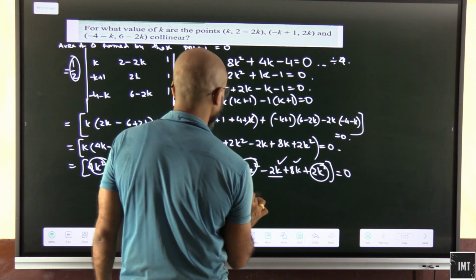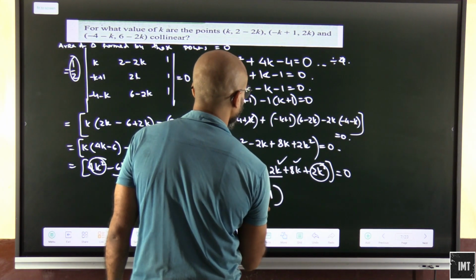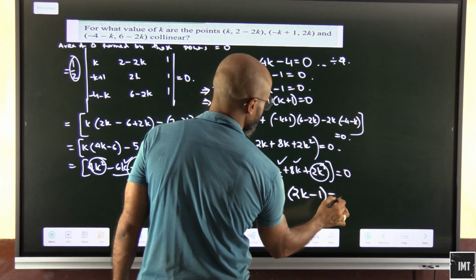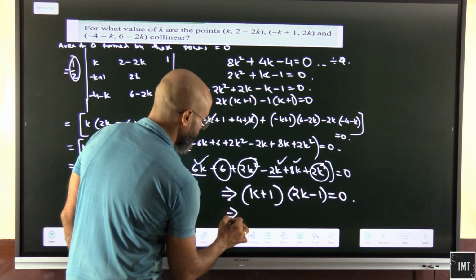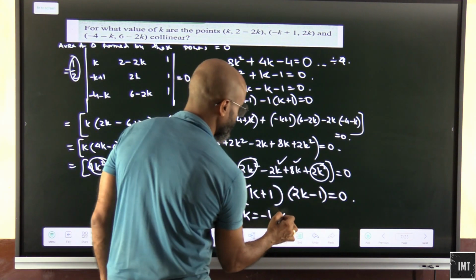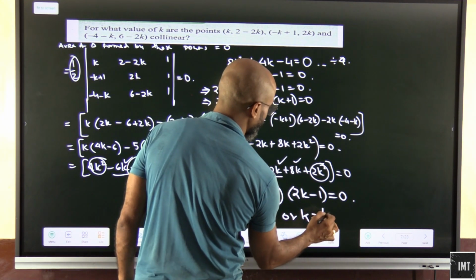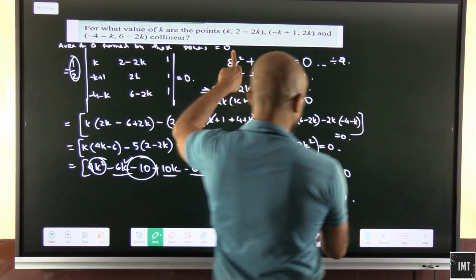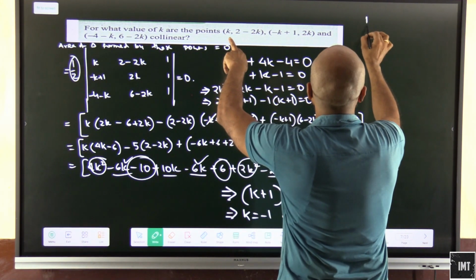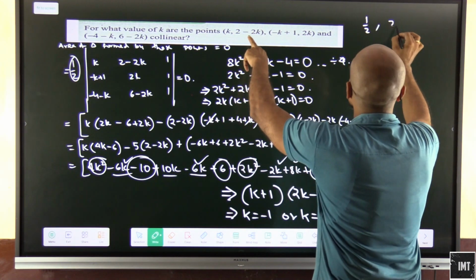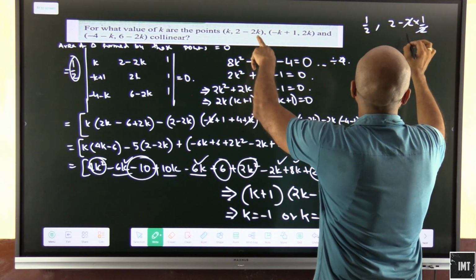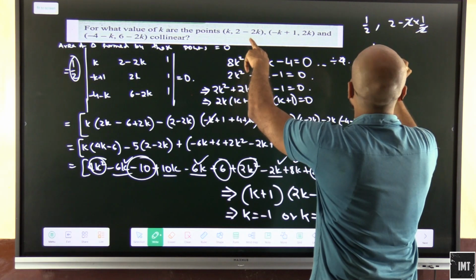So this is going to be (k + 1)(2k - 1) = 0, which gives k = -1 or k = 1/2. Now you have to be a little careful here. If we take k as half, look at these points. This will be 1/2 and 2 - 2 × 1/2, so this will be 2 - 1, that is 1/2 and 1.